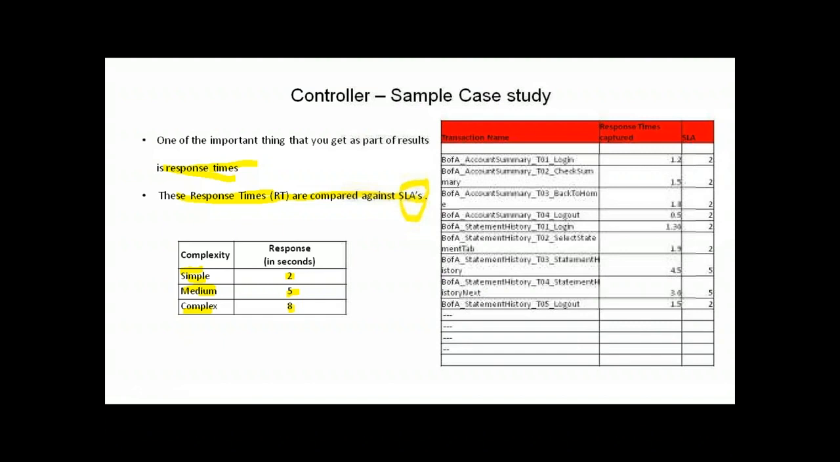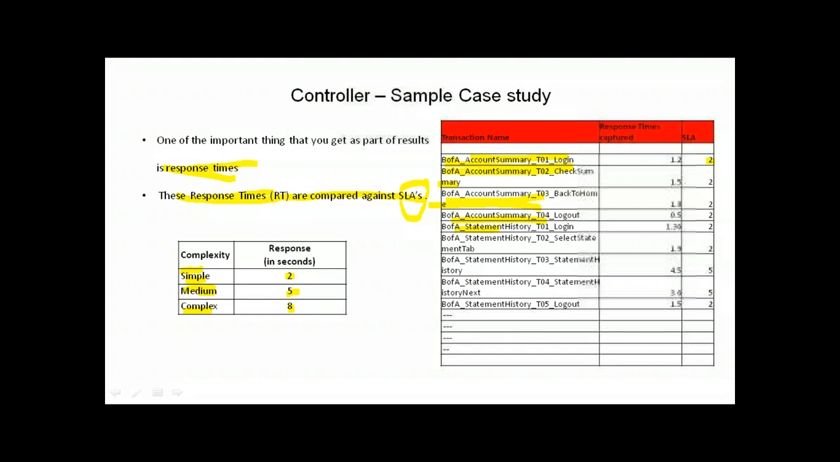Now you start comparing your results with the NFR. Let's watch this very carefully, guys. These are the transactions from your scripts, all these transactions, and these are the SLAs. You see the complexity level, and the SLA is 2 seconds. So what is the transaction?